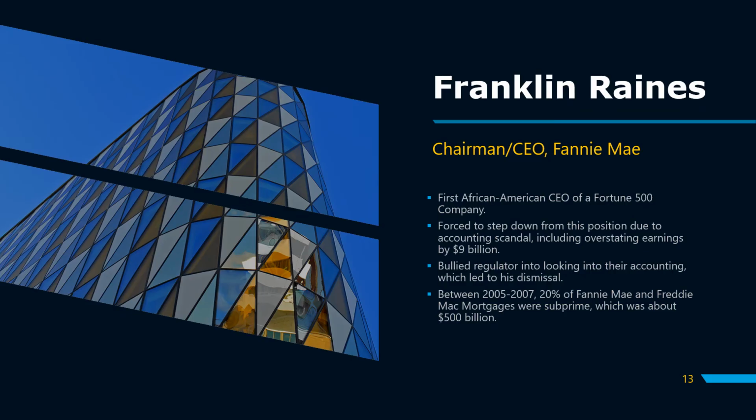Franklin Raines is most known for manipulating the earnings of Fannie Mae as CEO. By overstating earnings, Fannie Mae appeared to be performing stronger than anticipated. This in turn allowed him and other executives to make more in bonuses and other compensation rather than sharing their true earnings with their investors.